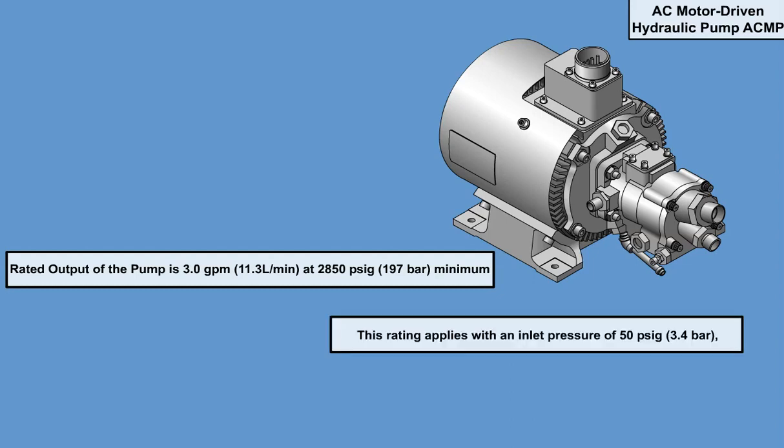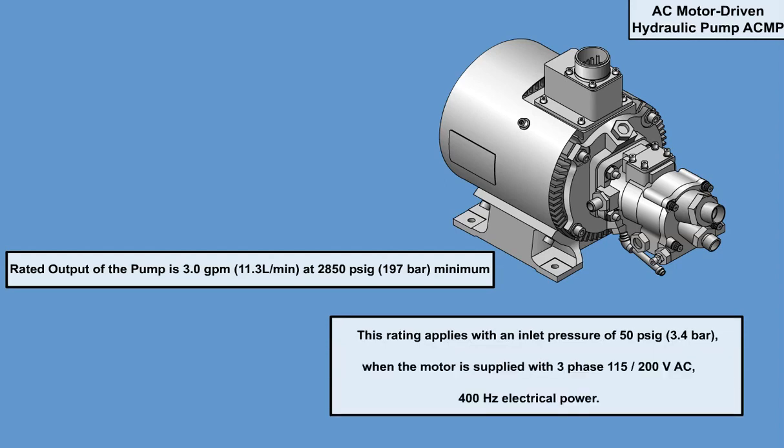This rating applies with an inlet pressure of 50 psig, 3.4 bar, when the motor is supplied with three-phase, 115/200-volt AC, 400 Hz electrical power.